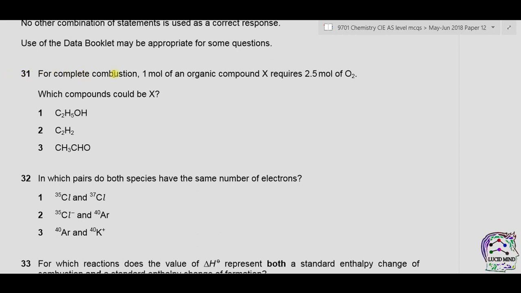Question 31. For complete combustion, 1 mole of an organic compound X requires 2.5 moles of oxygen. Which compounds could be X? We have 3 compounds. One is alcohol, one is alkene, one is aldehyde. Let's write the balanced equation for complete combustion. Carbon dioxide and water are formed. Again in the second one, carbon dioxide and water are formed. Similarly, we have the third one.